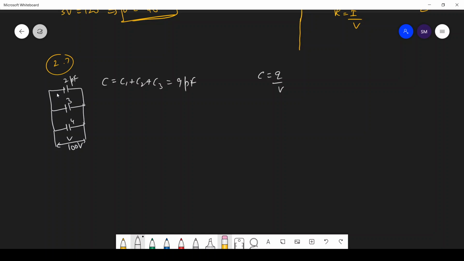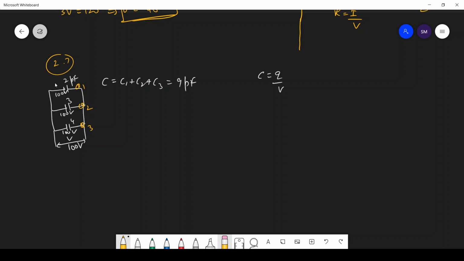So V will be the same. Here it will be 100 volt, here also it will be 100 volt, here also it will be 100 volt. But the charge will be divided. So let the charge on this capacitor be Q1, Q2 on this capacitor and Q3 on this capacitor.